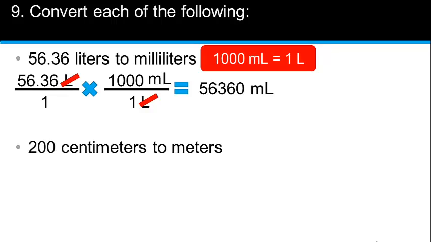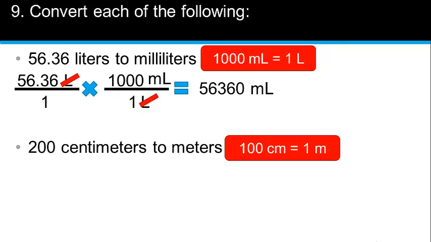Next one asks us to take 200 centimeters into meters. So I need to know centi means 100 times smaller. So there's 100 centimeters in 1 meter. So just like before, first thing I'm going to do is write out the number that I'm given with units over 1.